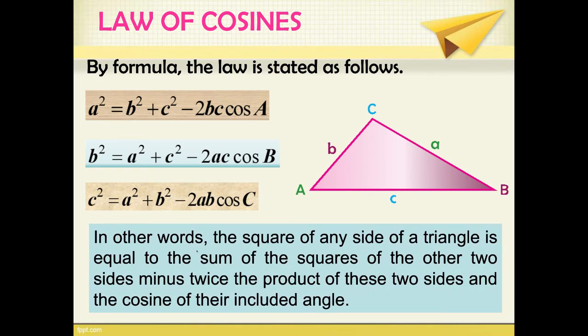In other words, the square of any side of a triangle is equal to the sum of the squares of the other two sides minus twice the product of these two sides and the cosine of their included angle.